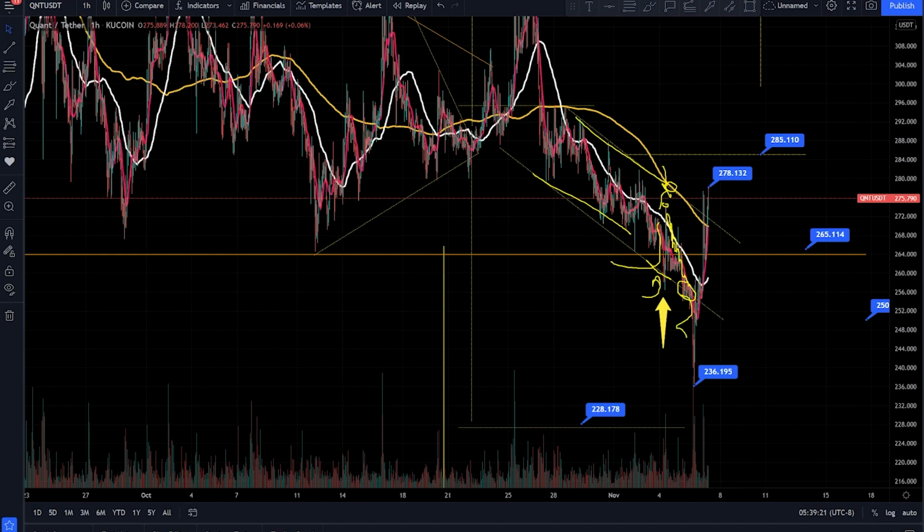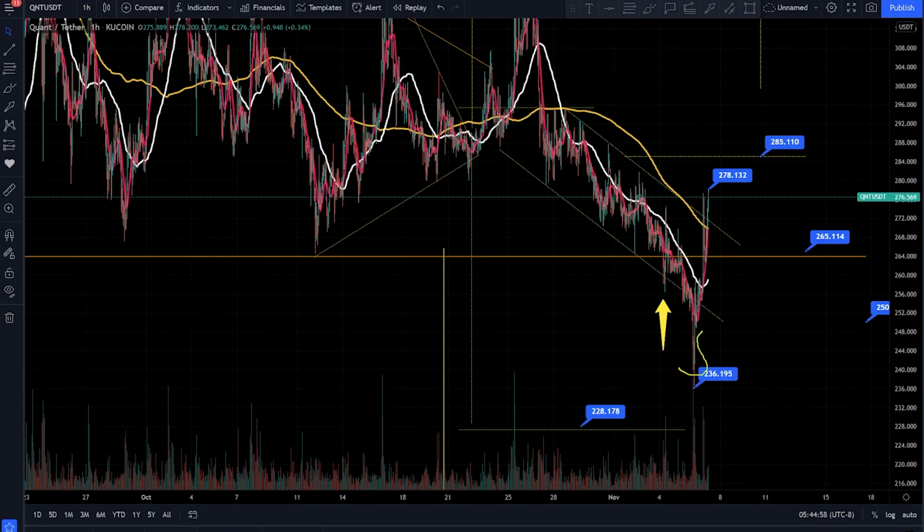Late last night, it broke down and dropped all the way down to about 236, which is still higher than the worst case scenario that I was expecting, which is around 228. The good thing is right at 236, we see heavy buying support. The price reversed direction, re-entered the channel, and then proceeded to breeze right past the resistance of this downward channel, which Quant was having a hard time crossing over for the past 7 days. Right now, Quant is trading at 278, or up almost 8%.